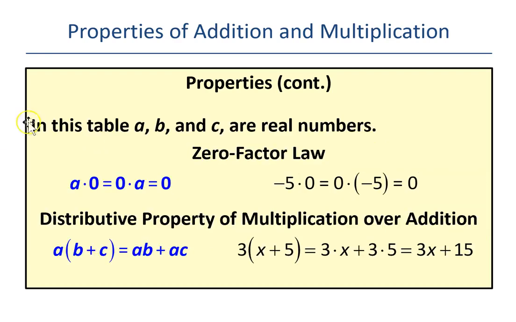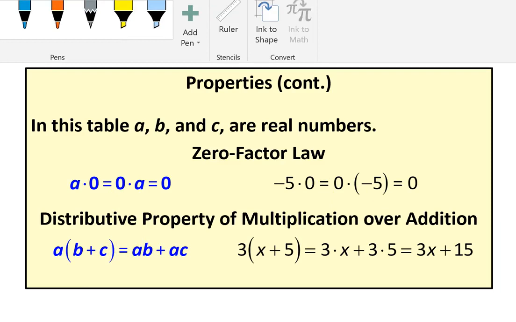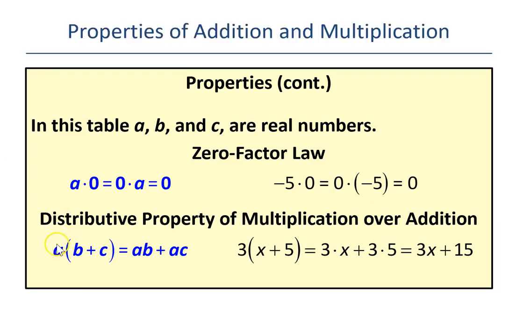Continuing on, in this table, a, b, and c are real numbers. Zero factor law: once again, a times 0 equals 0 times a. That's what we just learned. And then the distributive property. You're going to be using the distributive property a lot. That's multiplying the a to that and the a to that, and this is what you get right here. You can see it here: 3 times x plus 5 is 3 times x, and 3 times 5, which is 3x plus 15.